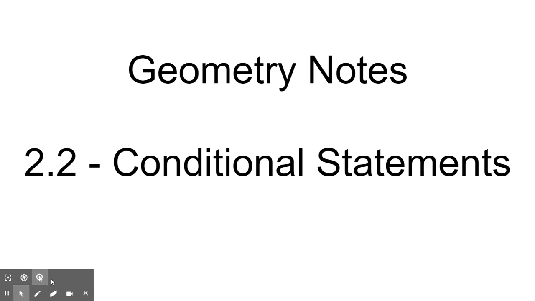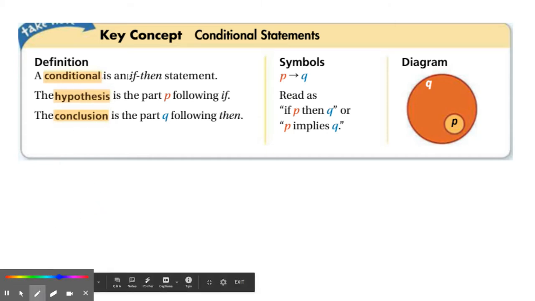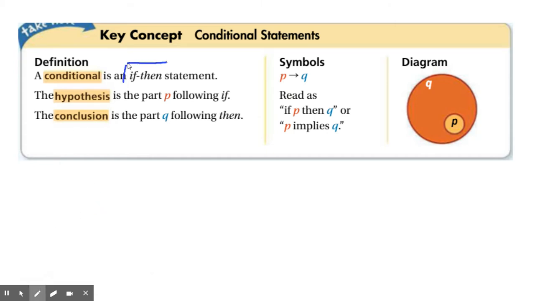Okay, you're going to learn a lot of theorems moving forward, and these theorems are usually written as conditional statements. So a conditional statement is just a statement in if-then form. It starts with if something, it ends with then something. I don't care about the symbols. I don't care about the diagram. I just care about the words if and then.